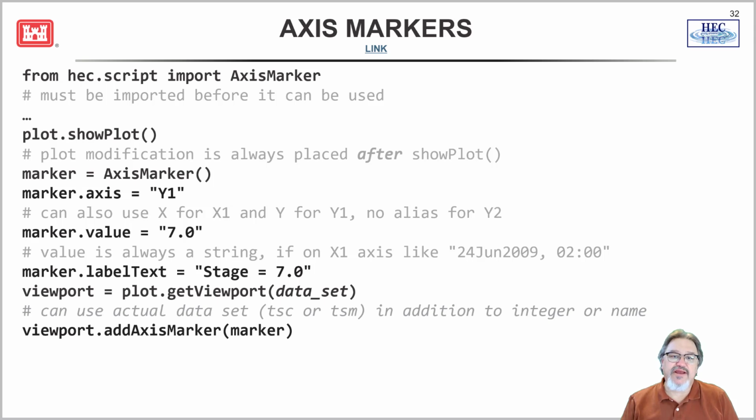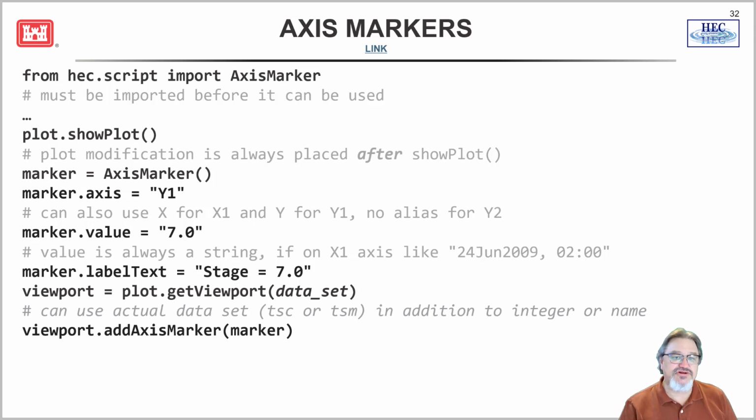So we create an axis marker, we give it an axis name, we give it a value, and it's interesting, the values always have to be strings. And so if it's a Y value, it's a numeric. If it's an X value for a time series, it's a date time. Regardless of which one it is, it has to be a string. So here in my example is quote 7.0, or it could be like quote 24JUN 2009, 02:00 for the x-axis. Anyway, so it's a strangeness, but it works fine. You can give it the text if you want any text along on the axis marker, and then you tell it what viewport to put it on.